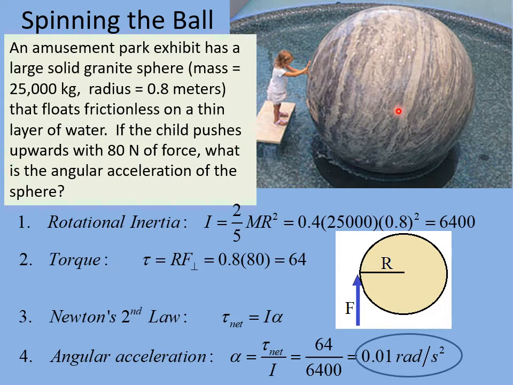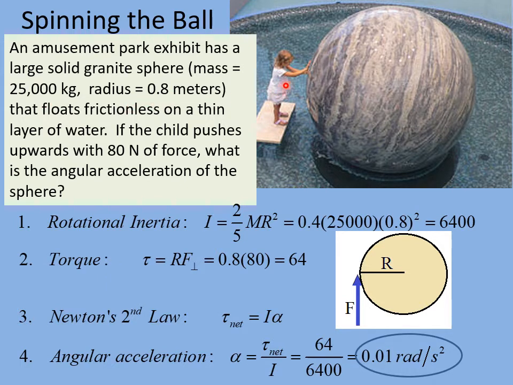So we can kind of get a picture of what's going on here. You may have seen something like this in an amusement park or a town square. They have a large sphere here, and there's water pressure under here that basically makes this thing float. So it really doesn't have any friction per se. The friction would be very negligible, but obviously in this case, this giant sphere of solid granite has a very large mass of 25,000 kilograms.